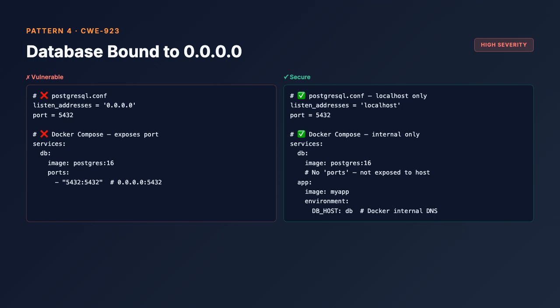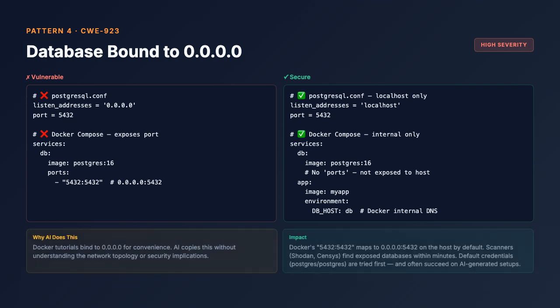You bind to localhost only, and in Docker, you simply remove the ports section entirely. The application container can still reach the database through Docker's internal network by hostname. No port needs to be exposed to the outside world. AI does this because Docker tutorials use 0.0.0.0 for convenience during local development. It copies this without understanding the network topology or security implications. Those same configurations often get deployed to production unchanged.